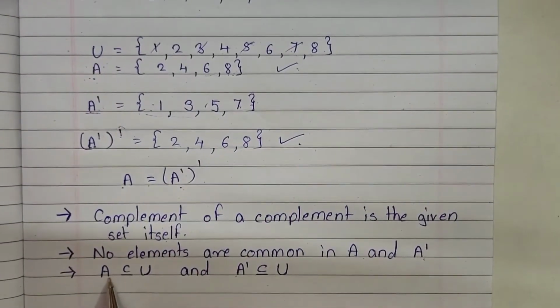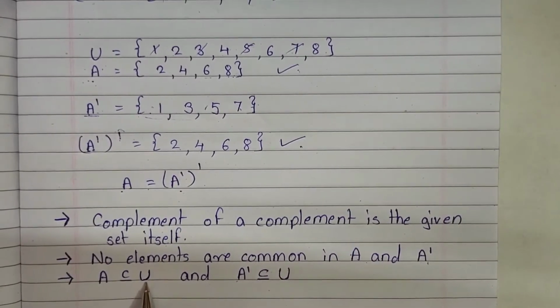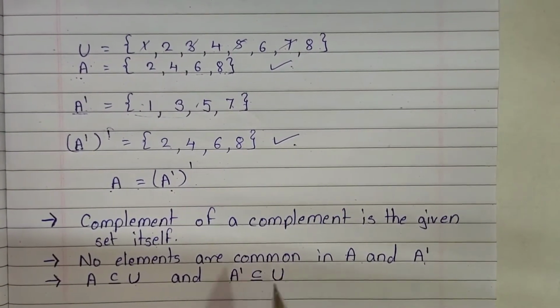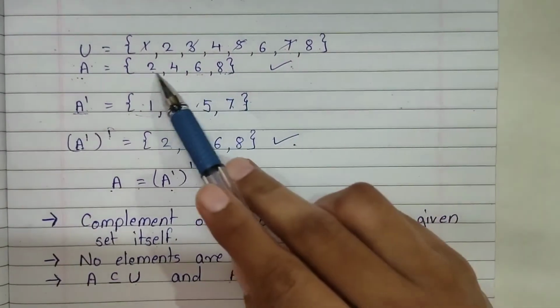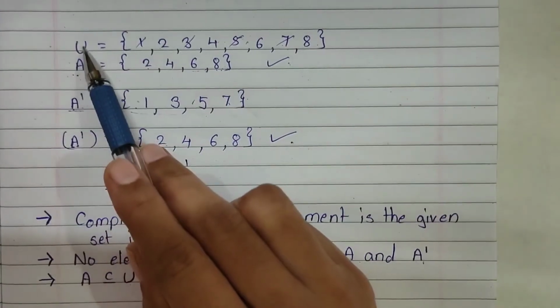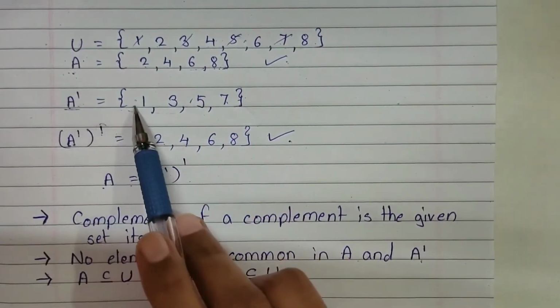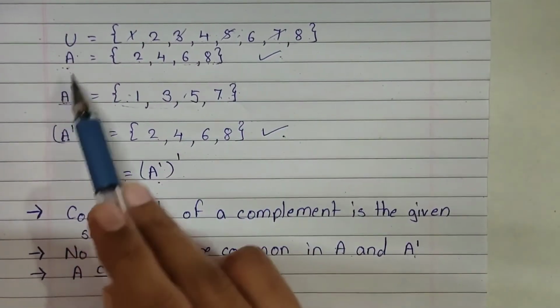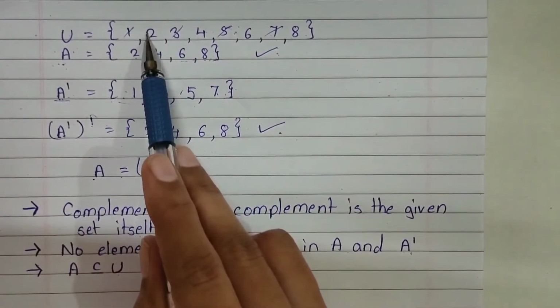The third property is that A is a subset of the universal set, and A complement is also a subset of the universal set. You can see here, all these elements are present in the universal set. So we can say A is a subset of the universal set, as well as these elements are also present in the universal set. So A complement is also a subset of the universal set.